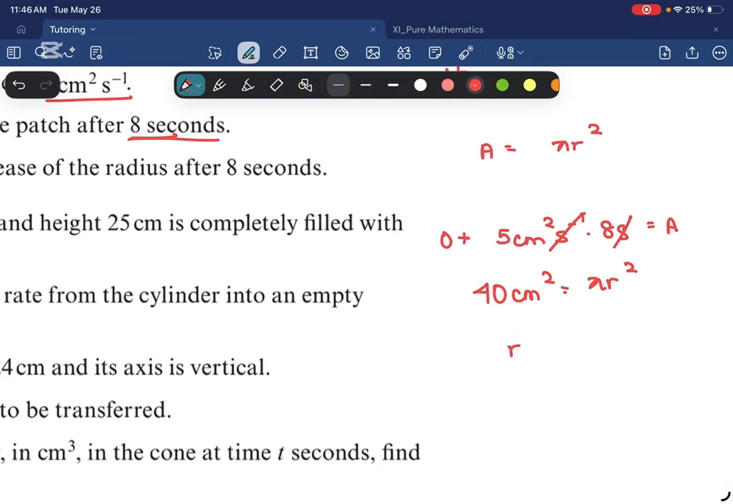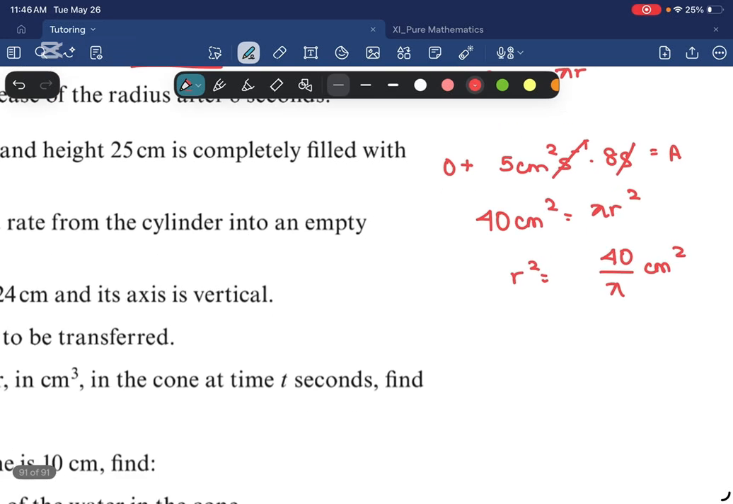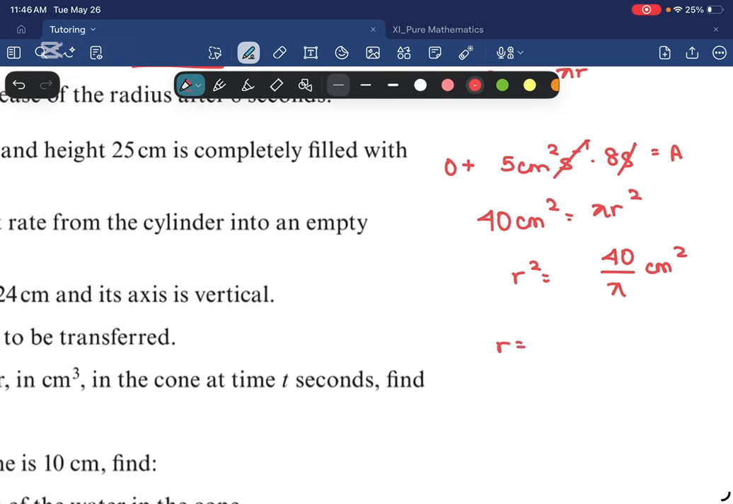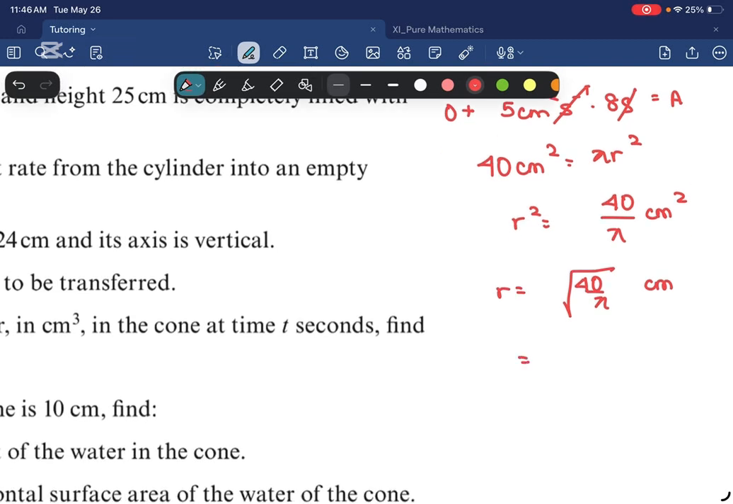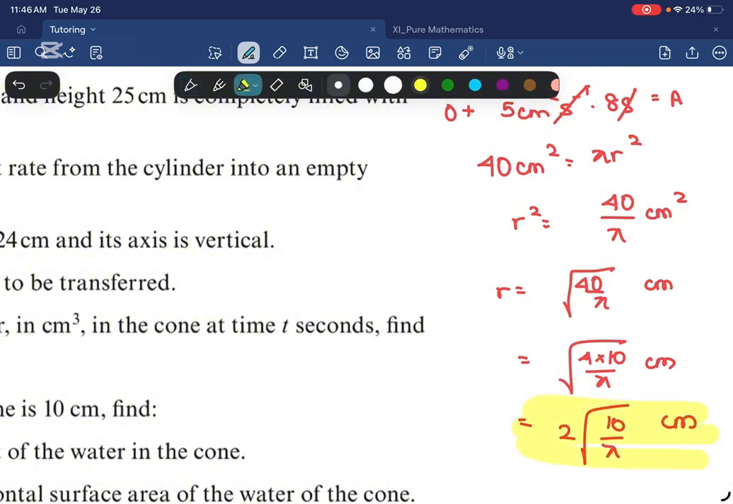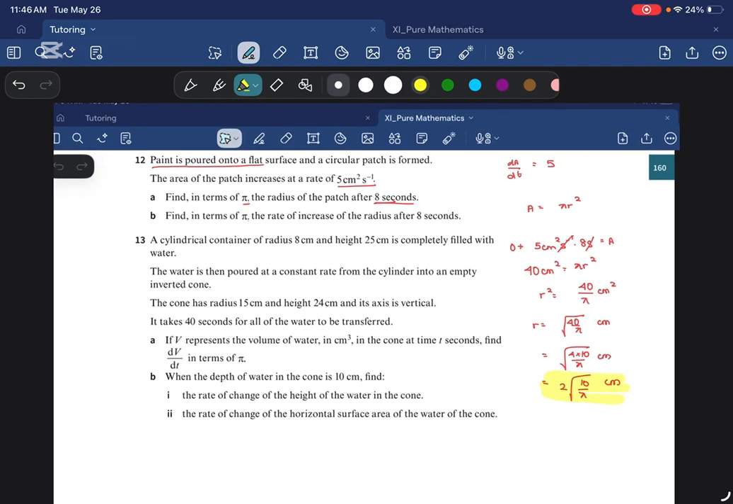So now your r squared is going to be 40 over pi centimeters squared. So therefore your r, you just take the square root. 40 over pi centimeters squared. Centimeters, right? Our radius has to be in centimeters. And 40 is just 4 times 10 over pi centimeters. So overall, it's just going to be 2 root 10 over pi centimeters. So this is the expression that you are going to get. So we are done with A.